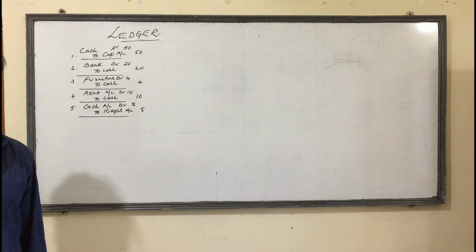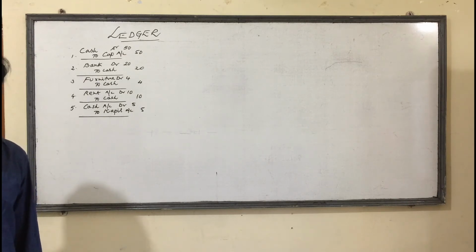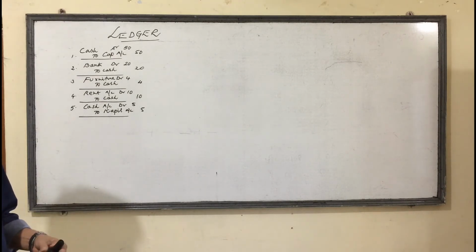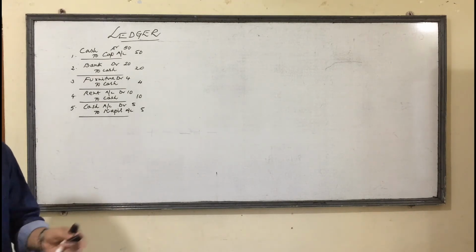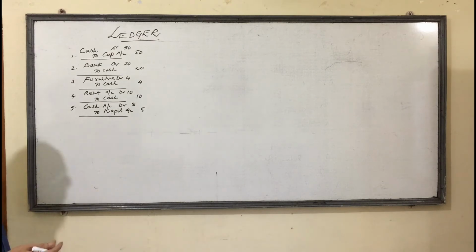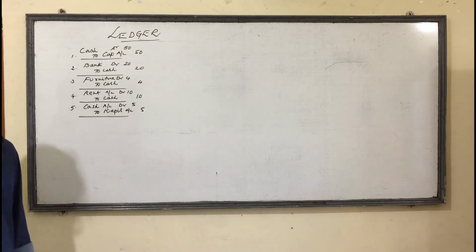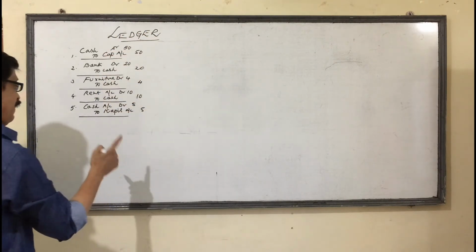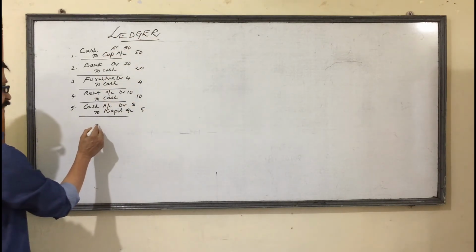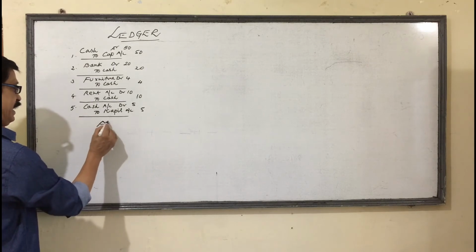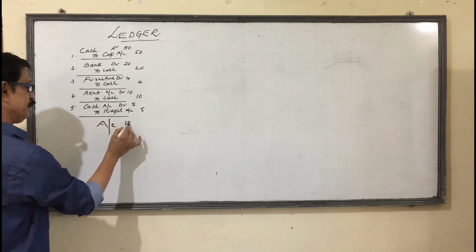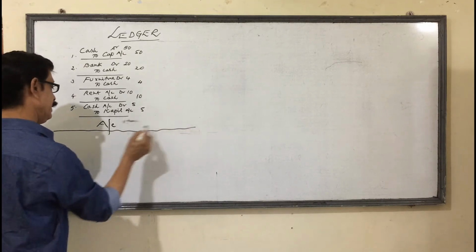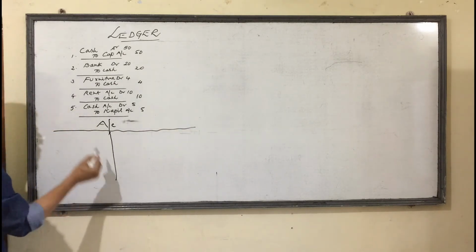From these balances only again we will prepare a trial balance and then final accounts. So, ledger is the most important. Now, I am going through how to prepare ledger accounts. In the ledger, for every one aspect, one account is maintained. Account is in T-shape. Any account is in T-shape.